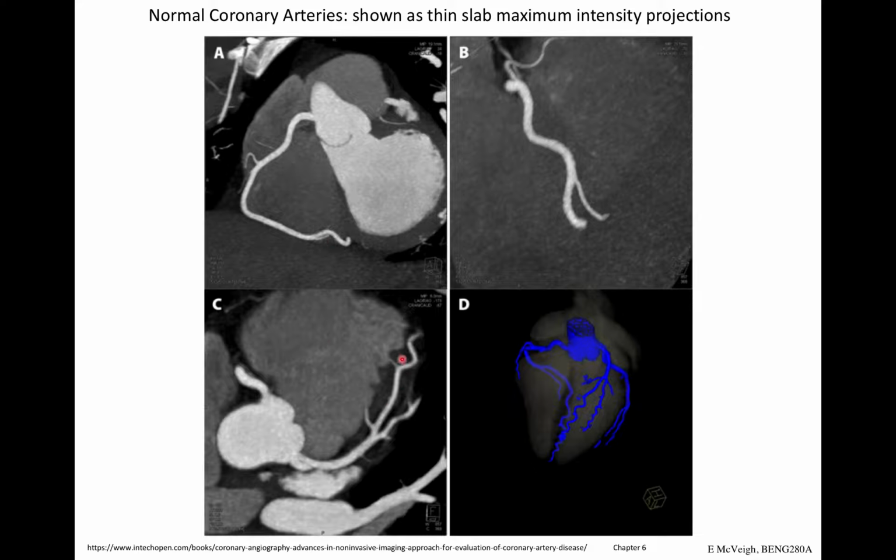This is the left anterior descending coronary artery. This is the right coronary artery, and you can see, you don't have to be a rocket scientist or even a trained radiologist to look at that and say, well, that vessel looks pretty normal, right? It's just a nice uniform shape. It's wide open. It's normal, right?